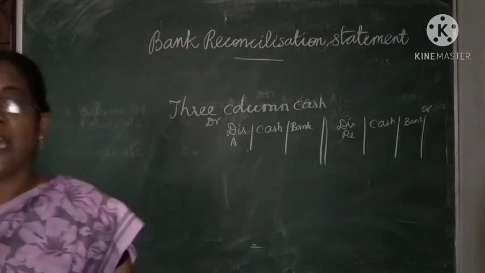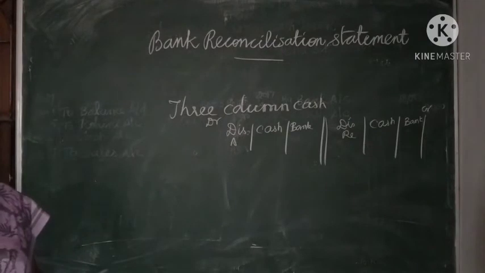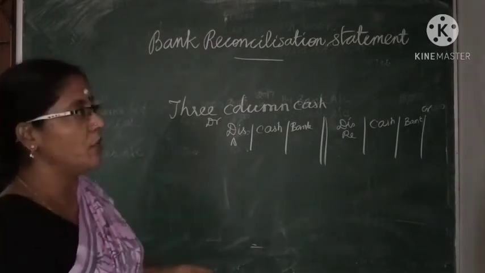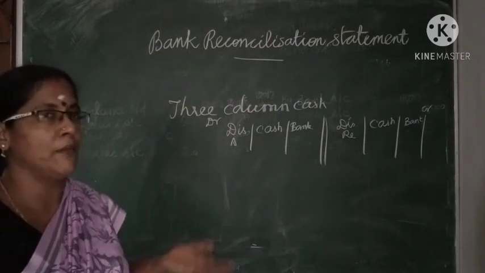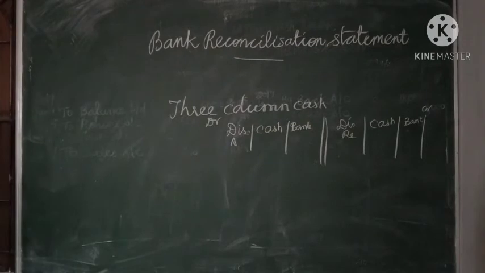So, why have we maintained this triple column cash book? Why is the customer maintaining the triple column cash book? From this bank reconciliation statement, we are going to know the importance of maintaining the triple column cash book. Are you clear? You can imagine you are a small shop owner. You are going to maintain a triple column cash book for your business. So now you can think, I will tell you the following points.